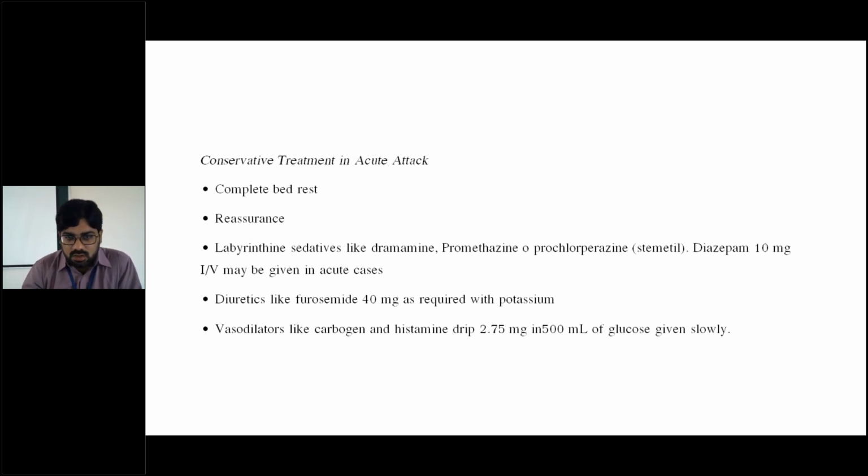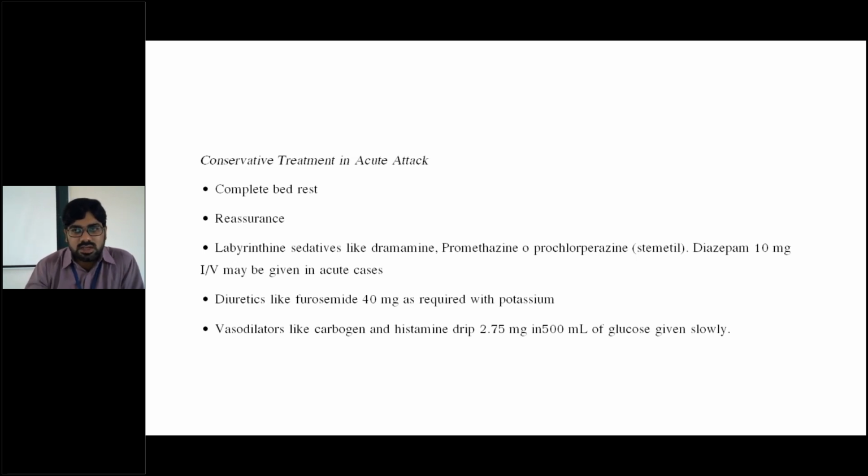So you have to ask the patient to take complete bed rest, reassure, and give some labyrinth sedative. It means you need to sedate the patient and make him sleep so that he doesn't feel the vertigo. So you can give sedatives like cinnarizine, promethazine, and prochlorperazine. Diazepam can also be given, and diuretics are given to remove the extra fluid in the cochlea. So furosemide 40 mg is given, and sometimes vasodilators.